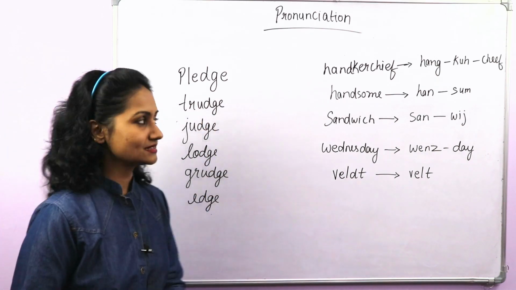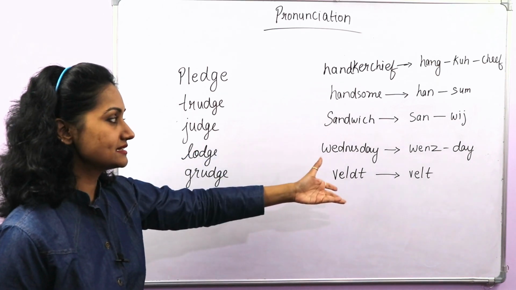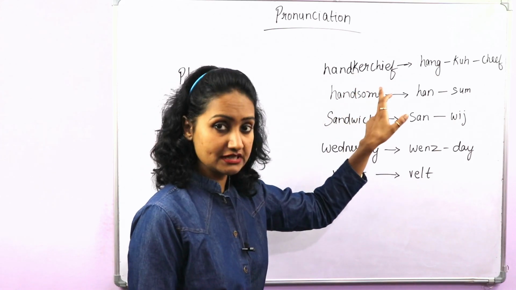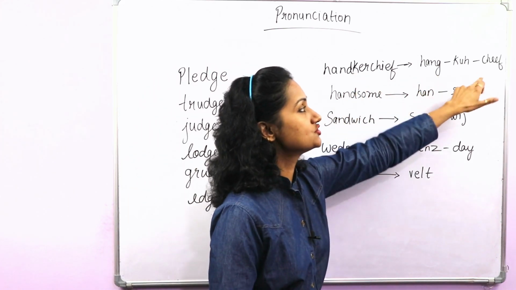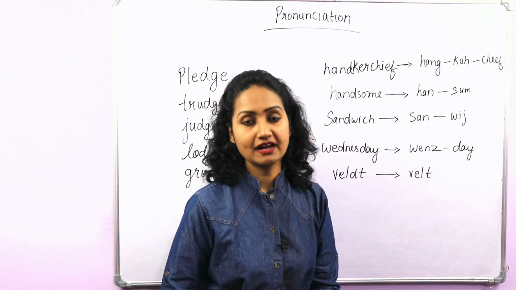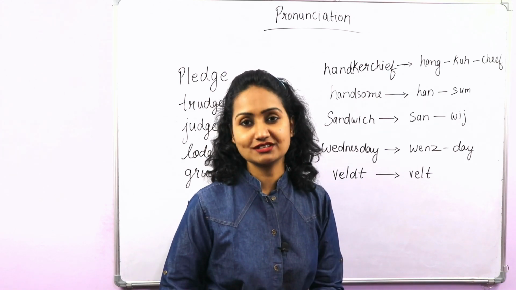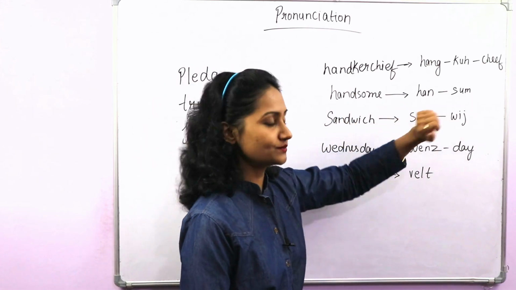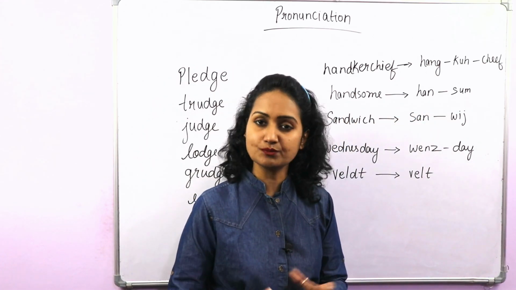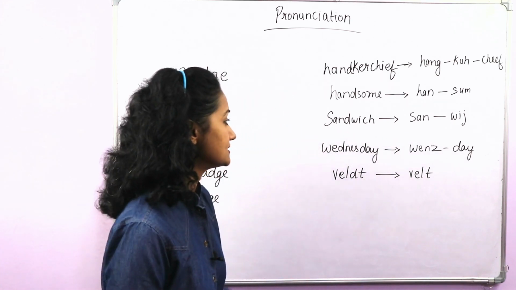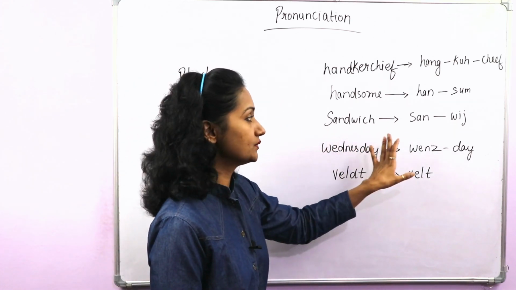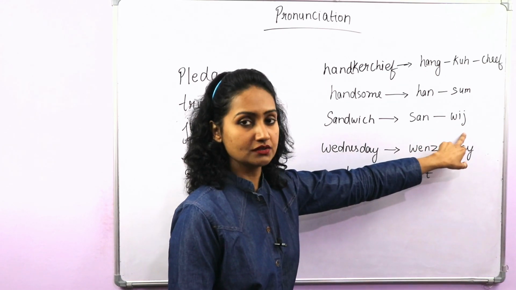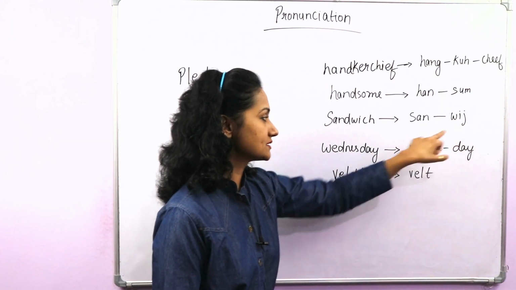So when D comes with GE at the end of the word, it is silent. Now D is also silent in some more words like these. This is not handkerchief with a d sound, this is handkerchief. Next is handsome, no d sound. He's a handsome boy. Next is sandwich, not with a j sound, sandwich.